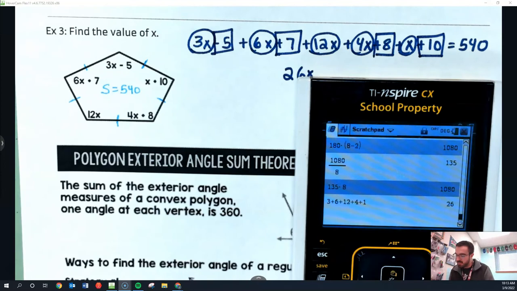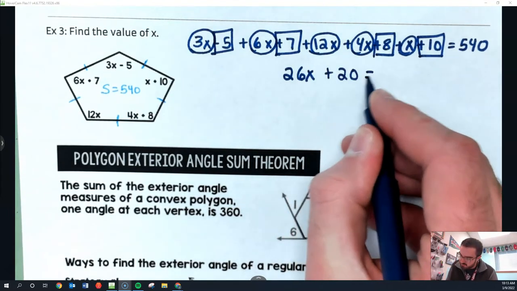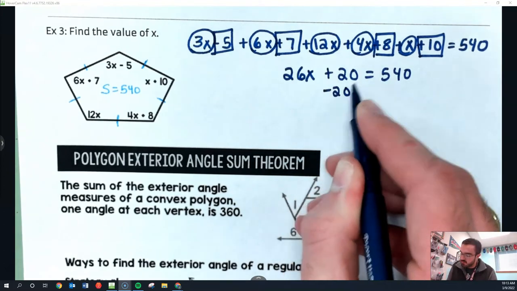All right, let's try negative 5 plus 7 plus 8 plus 10. Okay, this is called combining like terms. Negative 5 plus 7 plus 8 plus 10. So plus 20 equals 540. Subtract 20 on both sides.